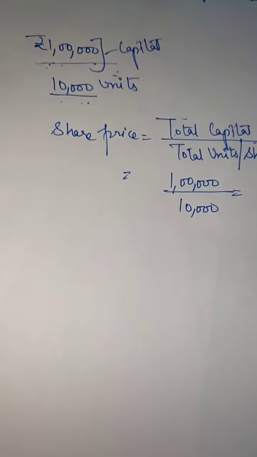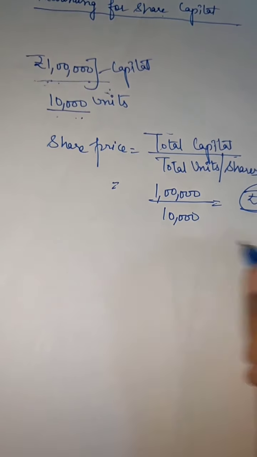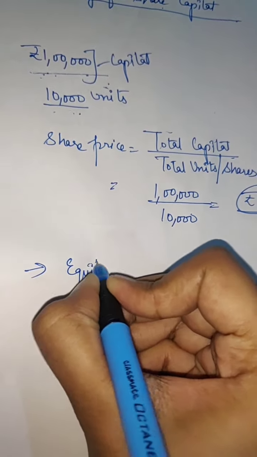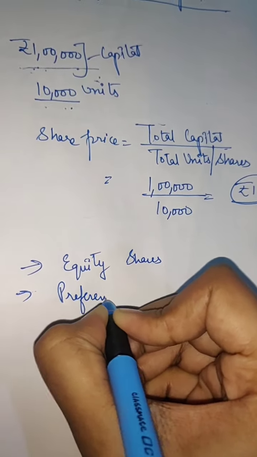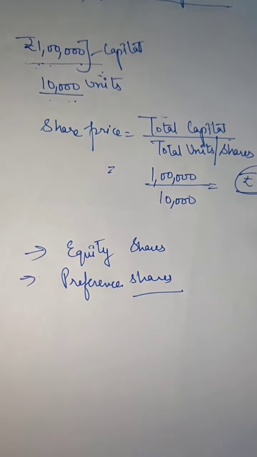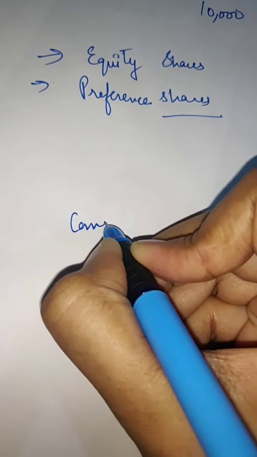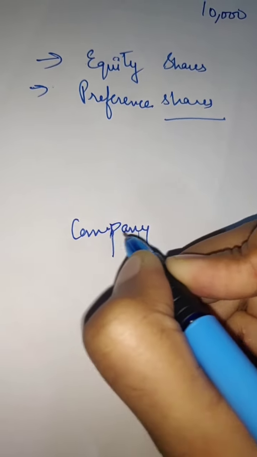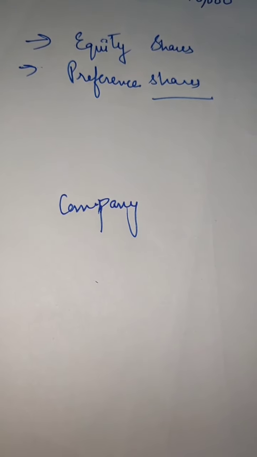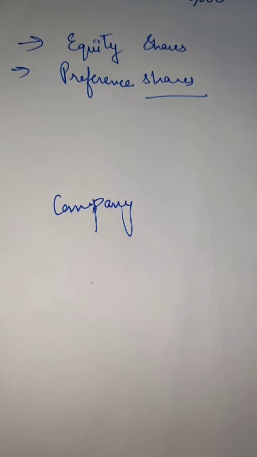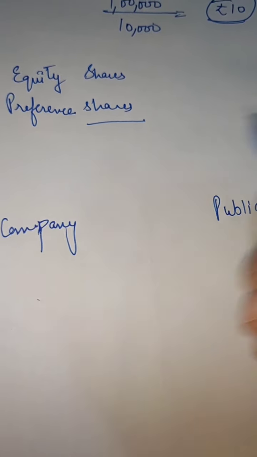So before moving to the numericals, first of all I want to clear the basic types of share, that is preference share and equity share. Let's create a story in your mind. Suppose a company is here and they want to raise the capital to expand their business or to enhance their business or to start a new type of business. So they will issue the share to the public.